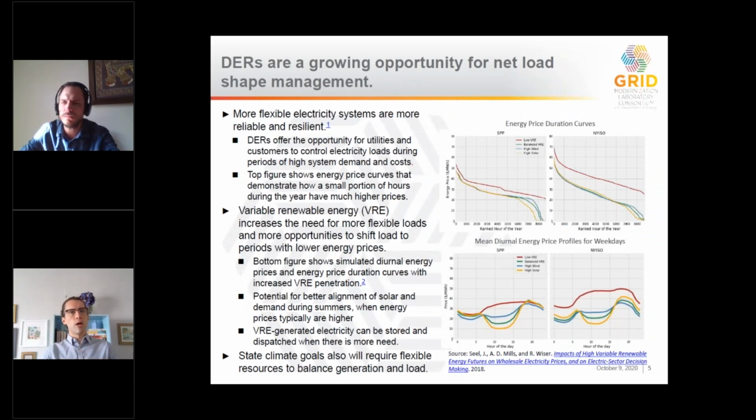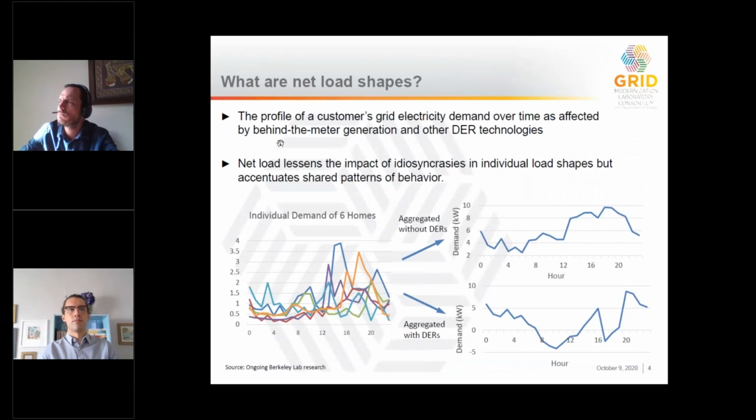So let's start by, go up one, please, Carrie. Perfect, thank you. Let's start by defining net load shapes. Generally, net load shapes are defined as the profile of a customer's grid electricity demand over time as affected by behind-the-meter generation and other DER technologies. While net load can refer to the total electric demand in the system, minus wind and solar generation, in this context, we're discussing net load of smaller aggregations of individual buildings, such as that observed by a neighborhood or at a feeder level. The importance of these aggregate net load shapes is that once you combine individual net load shape patterns, you begin to see characteristic shapes as a result of shared building consumption patterns. This allows the utility to better target desired impacts using DERs and understand what their impact could be on a particular net load shape. Next slide.